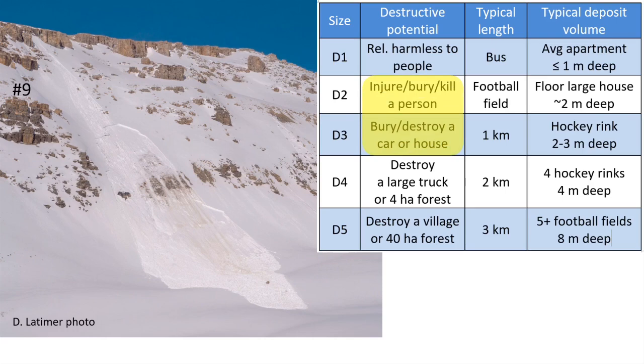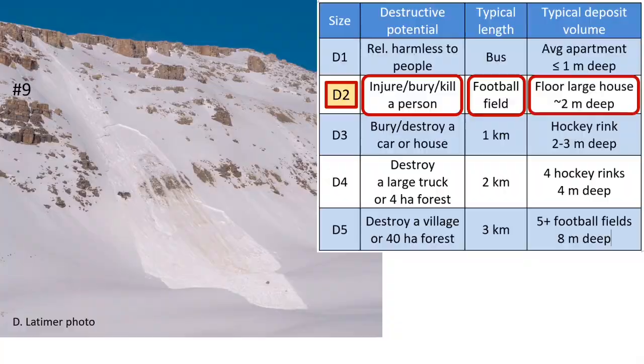The avalanche could certainly injure a person, but it does not appear that it could destroy or bury a car. It is about as long as 1 or 2 football fields, but not close to 1 kilometer. The deposit could probably fill the ground floor of a large house a couple of meters deep, but not a hockey rink a couple of meters deep. This avalanche is a D2.